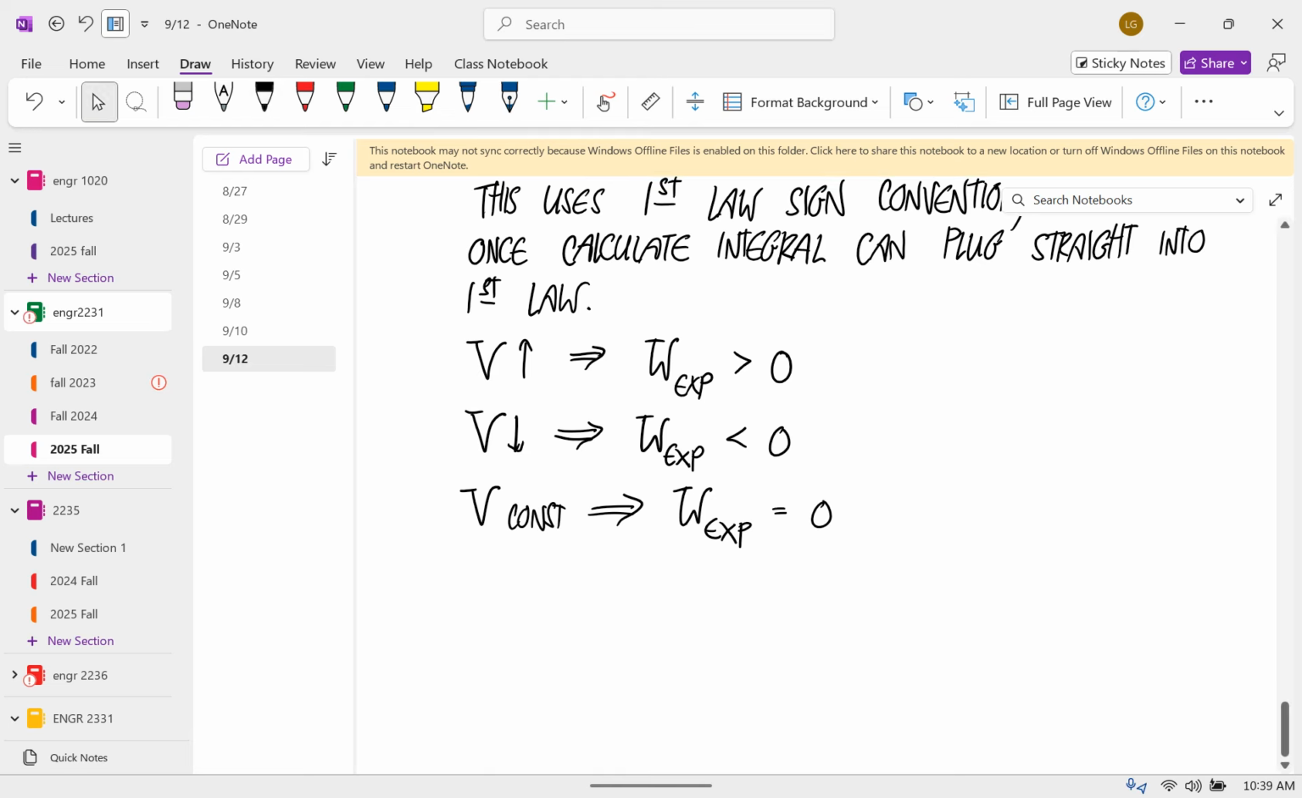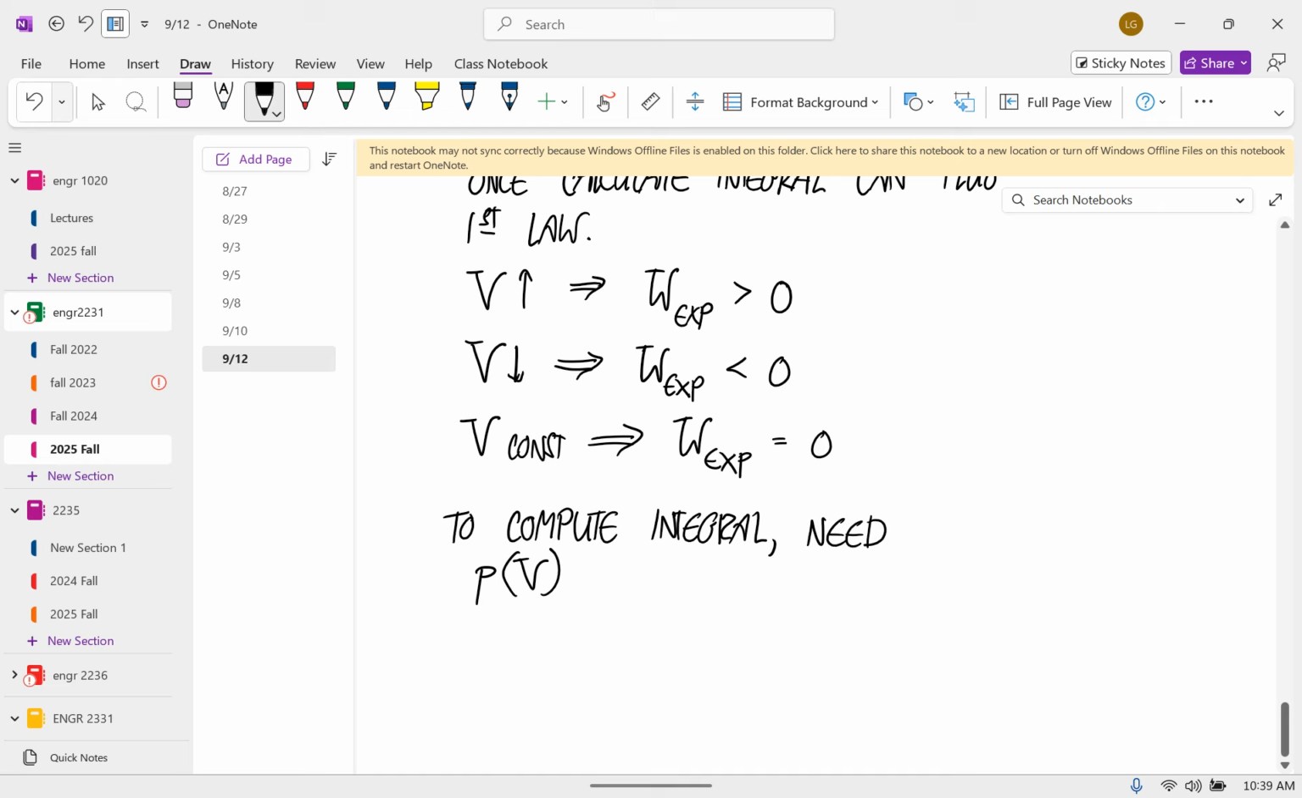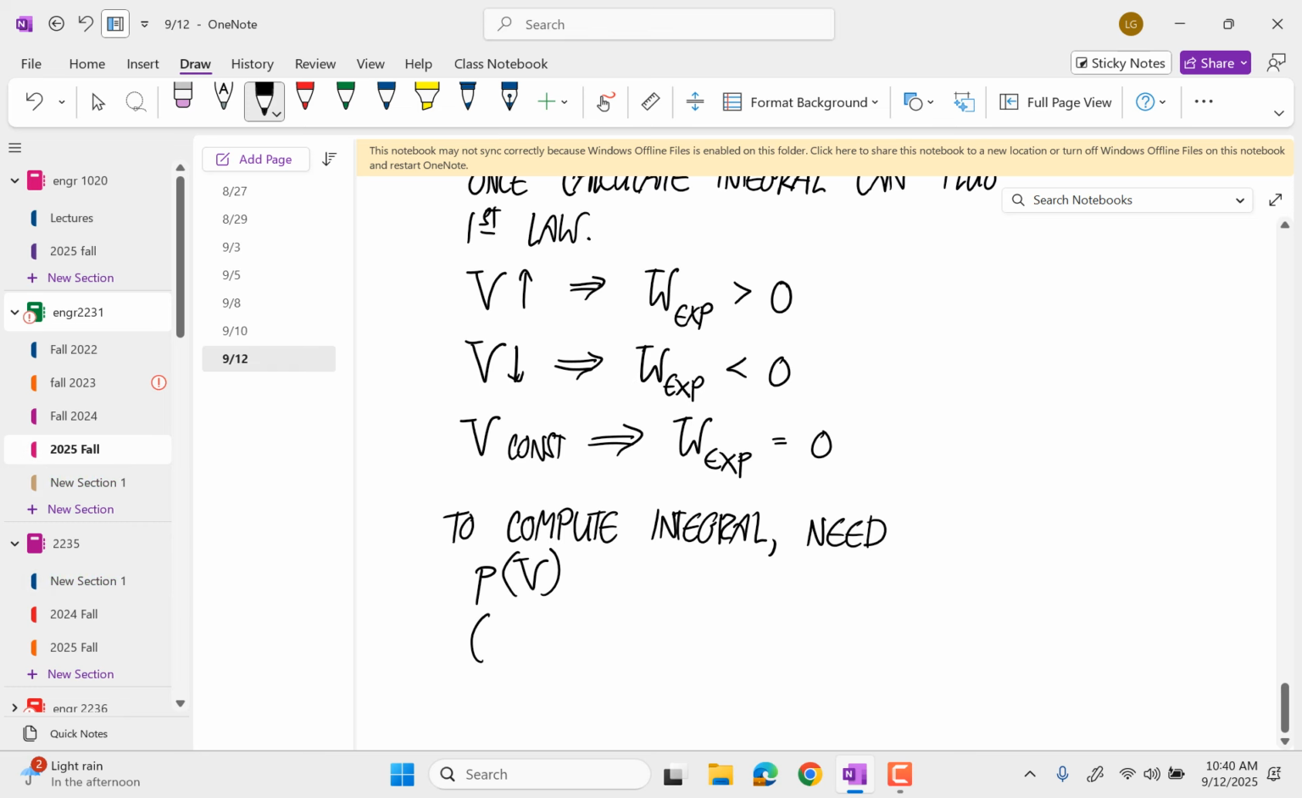To compute this integral, you need to have pressure expressed as a function of volume. If you have pressure constant, that's even better.